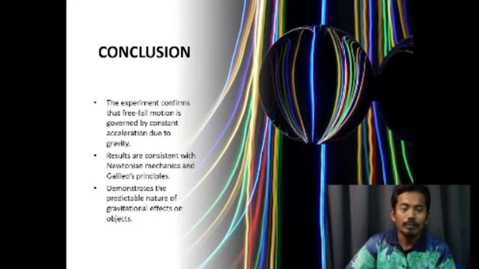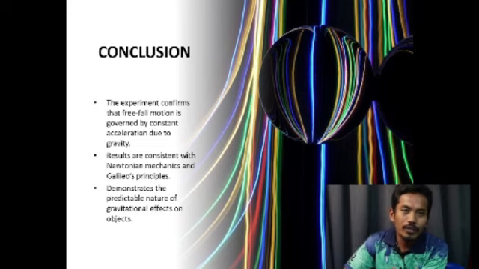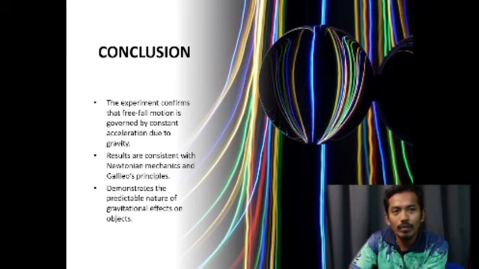So lastly, the conclusion. The experiments confirm that free fall motion is governed by constant acceleration due to gravity. Through our observation, we found that the object's velocity increased linearly over time, and its displacement follows a parabolic trend. This pattern aligns perfectly with the equations of motion under constant acceleration, confirming that gravity acts as a consistent force pulling the object downward. This behavior highlights that the acceleration due to gravity is constant and unaffected by the mass or shape of the object, assuming minimal air resistance.